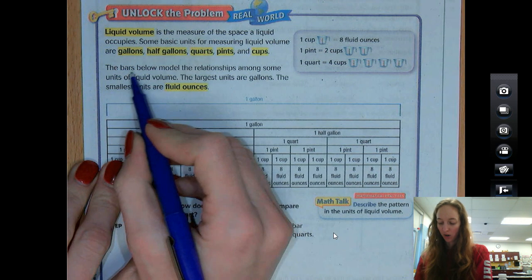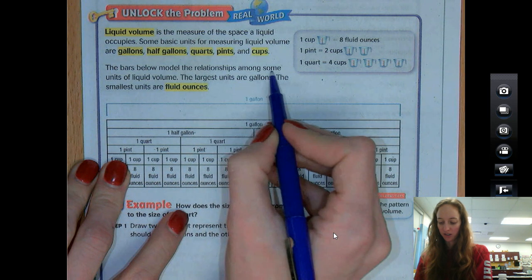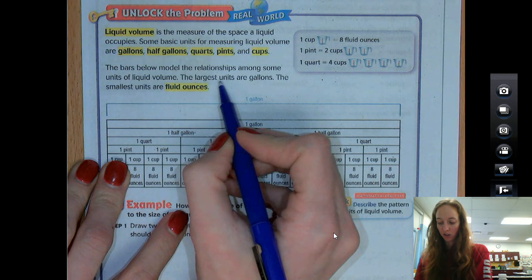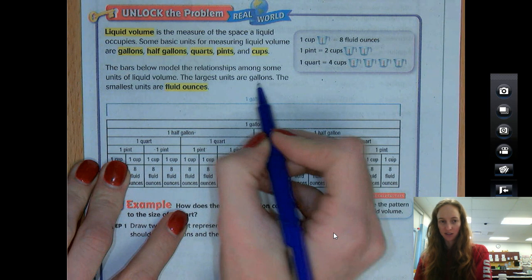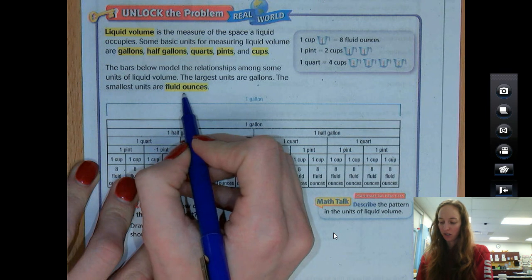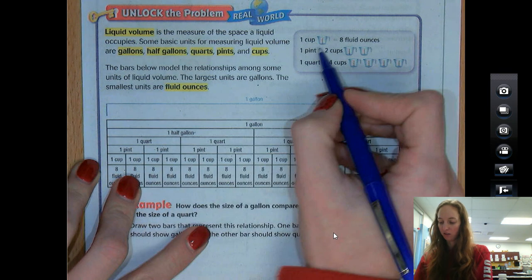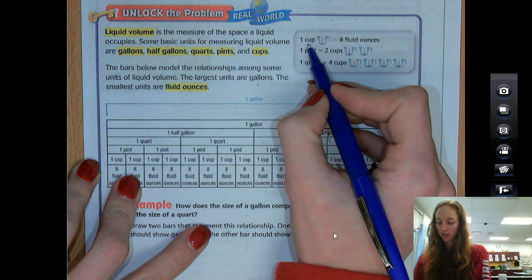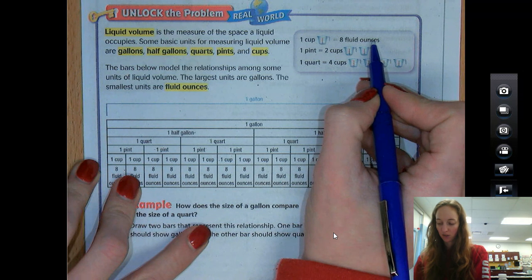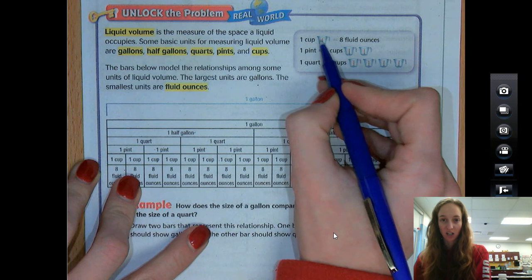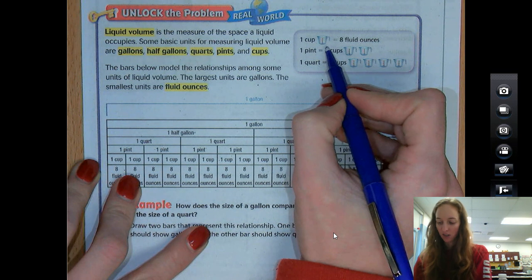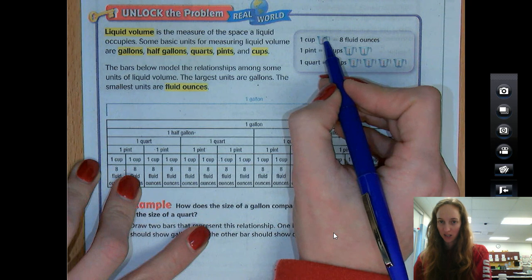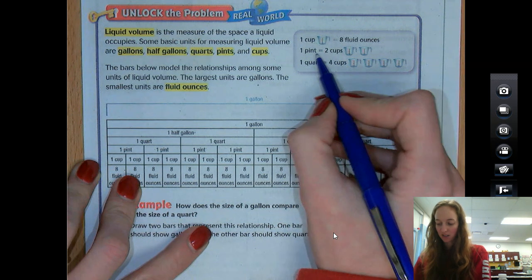The bars below model the relationship among some units of liquid volume. The largest units are gallons. The smallest units are fluid ounces. There's a little cheat up here. 1 cup is 8 fluid ounces. If you have a glass measuring cup in the cabinet that mom can measure liquids with, the top right here will be 8 fluid ounces. 1 pint is 2 cups.